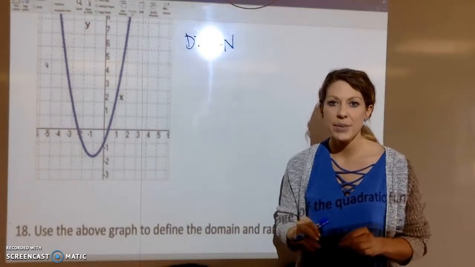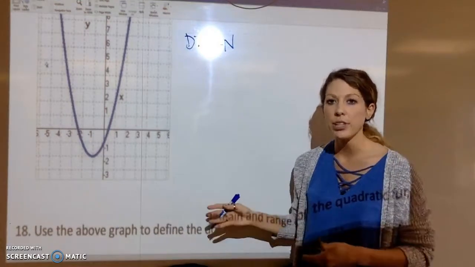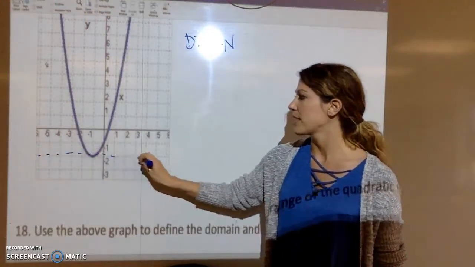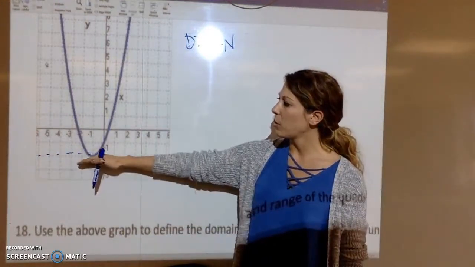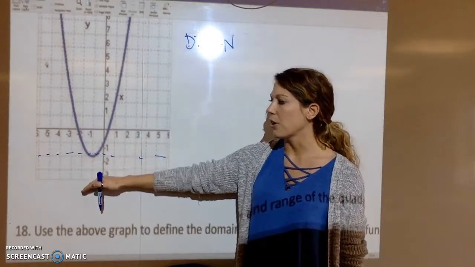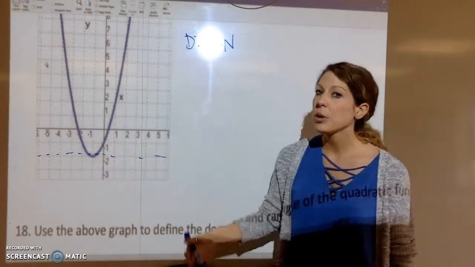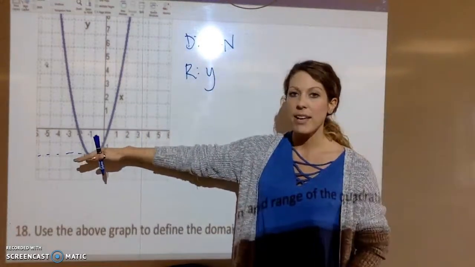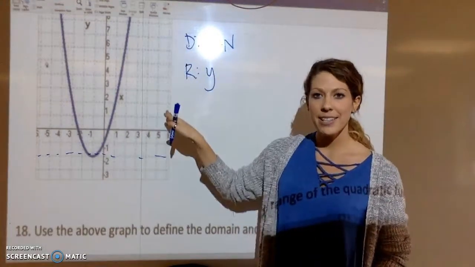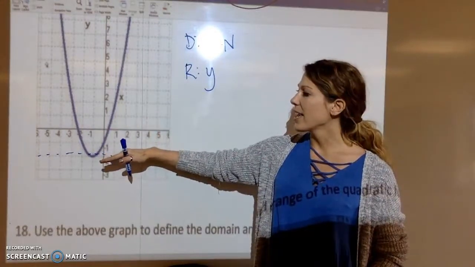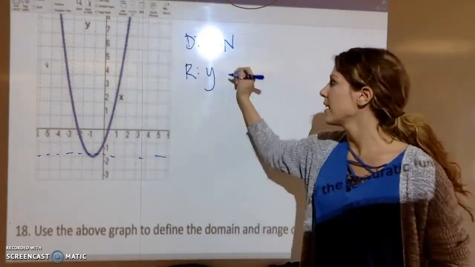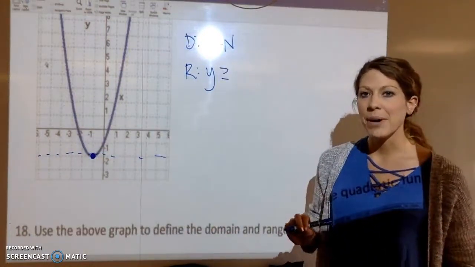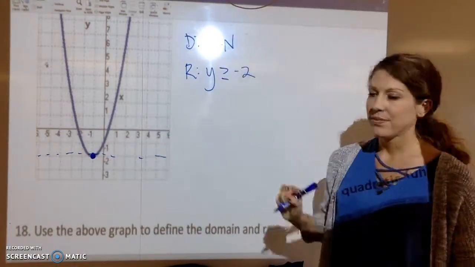Your range is going to be different depending on what your parabola looks like. In this case, notice that the parabola stops right there. So your y values never go below negative 2. So what we would say for our range is y, the y values. Domain is x, range is y. Y is all the numbers greater than or equal to, because that point is our minimum, -2.